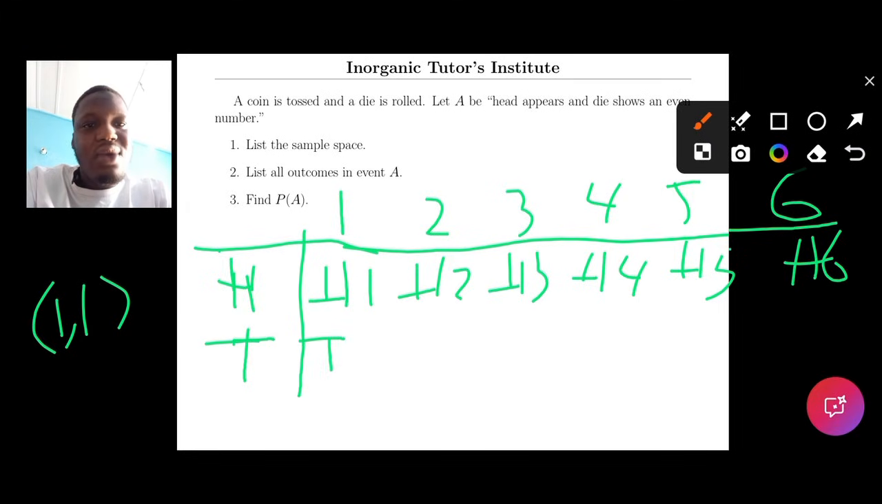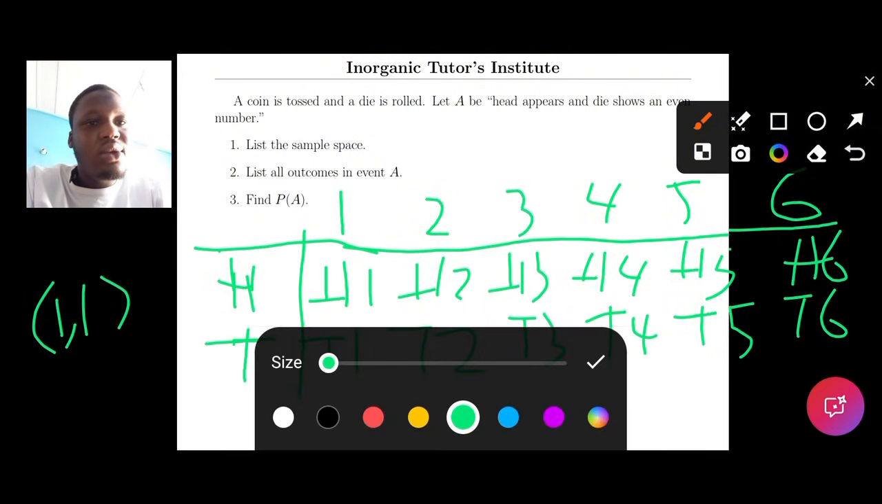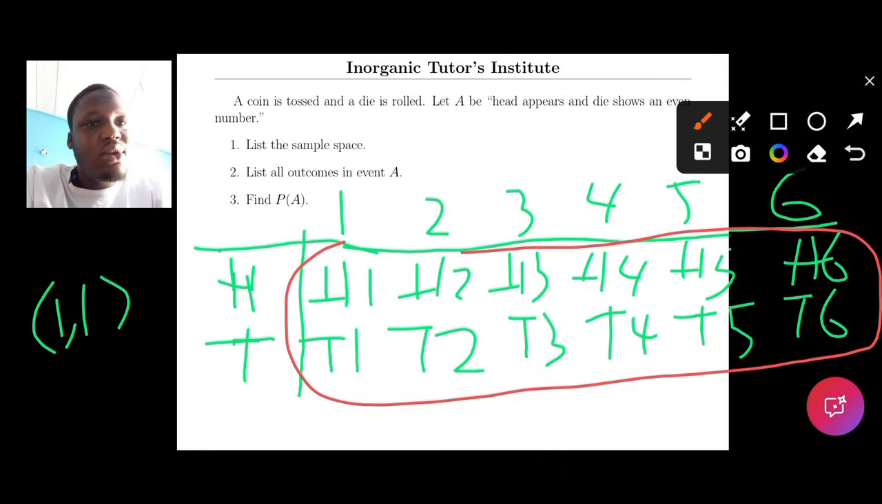So we have T1, T2, T3, T4, T5, and T6. Good. So this is the sample space. Whatever you see here is the sample space. And if you count them, they are 1, 2, 3, 4, 5, 6, 7, 8, 9, 10, 11, 12. So you know that you are correct after getting the 12.